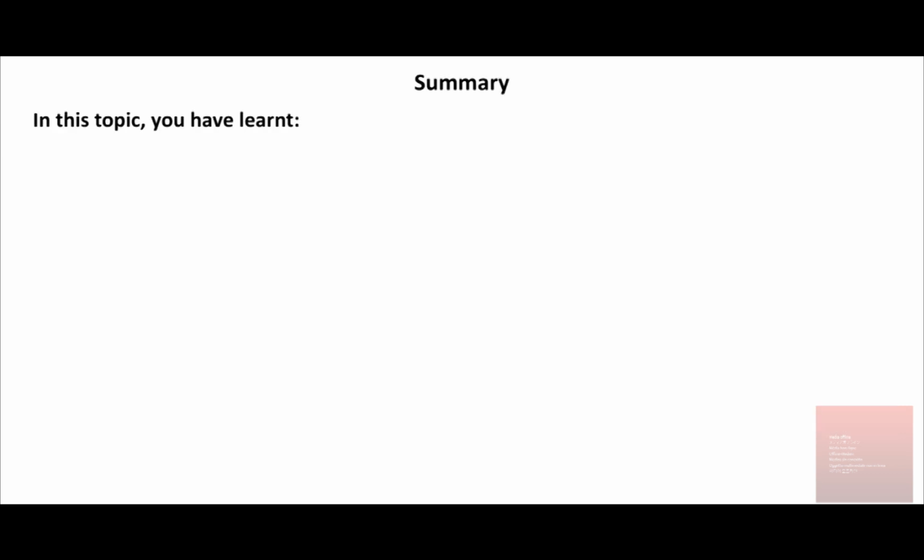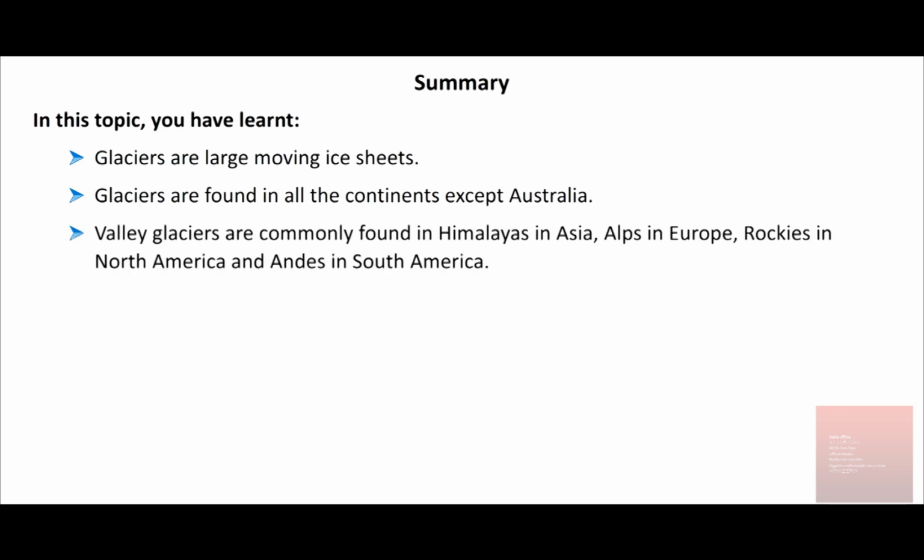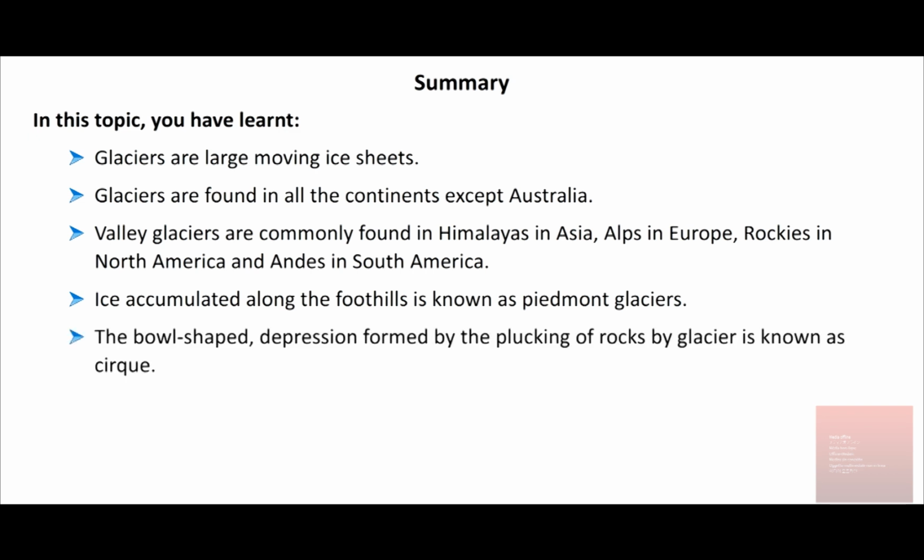In this topic, you have learnt glaciers are moving ice sheets. Glaciers are found in all the continents except Australia. Valley glaciers are commonly found in the Himalayas in Asia, Alps in Europe, Rockies in North America, and the Andes in South America. Ice accumulated along the foothills is known as Piedmont glaciers. The bowl-shaped depression formed by the plucking of rocks by glacier is known as cirque. Arete is a sharp knife-like ridge of rocks.